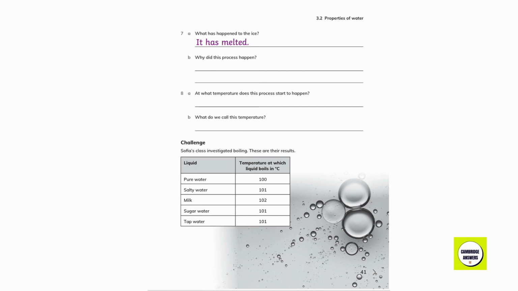What has happened to the ice? It has melted. Why did this process happen? It melted because the solid ice particles gained enough heat energy to escape from the solid and change into liquid water. At what temperature does this process start to happen? 0 degrees centigrade.